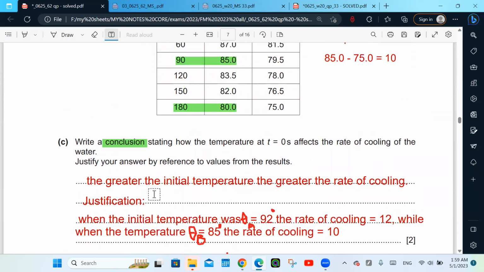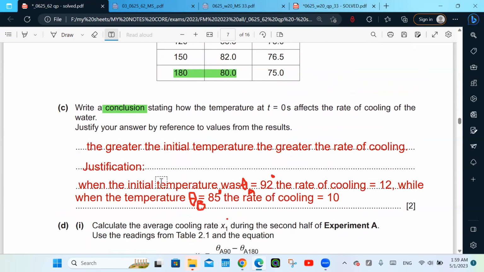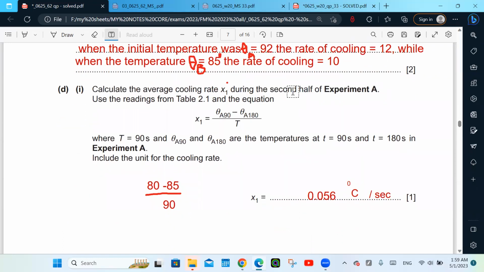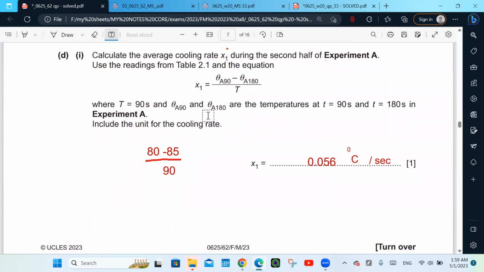So our conclusion is correct because we gave complete information to justify the answer. How can we tell that? By comparing the results from the table. So the answer will be: the greater the initial temperature, the greater the rate of cooling. And the justification will be: when the initial temperature was 92 degrees, the rate of cooling was 12, while when the temperature was 85, the rate of cooling was 10 degrees Celsius. Sorry, my PDF cannot write the degree symbol properly, and I'm very sorry.